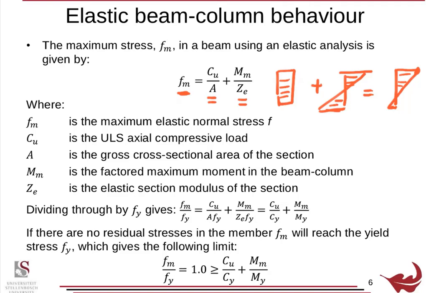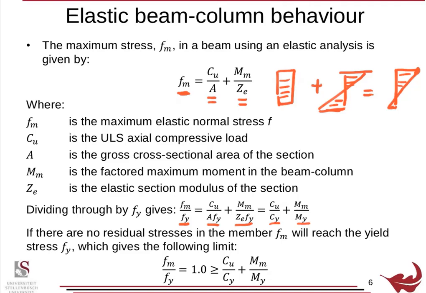But if we want to start playing with this equation, we're going to take this to a plastic design, because our design code is a plastic design code. If we divide through by our yield stress, we end up with force over area times yield and moment over ZE times Fy, so modulus times yield stress. And this ends up as the ratio of stresses being the ratio of the force to the yield force, and the ratio of the moment to the yield moment.